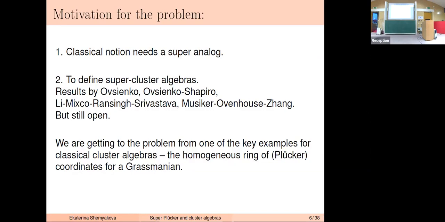Also Valentin Ovsienko and then Ovsienko and Shapiro, Li-Mixco-Shapiro, they also had their own versions. Someone didn't present anything; he's keeping it for himself. But the papers are available, so some people like me read them. And then there is also this team, who also have their own version and presented some other comp. It's all available.